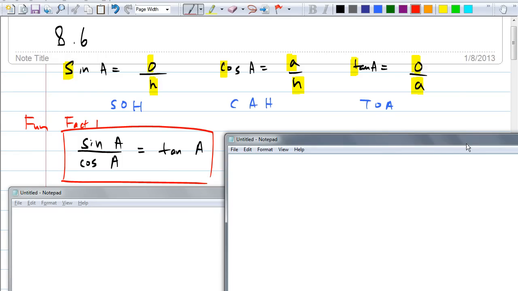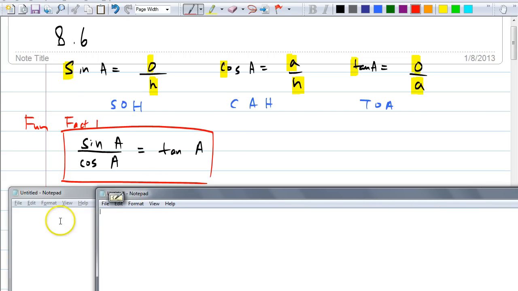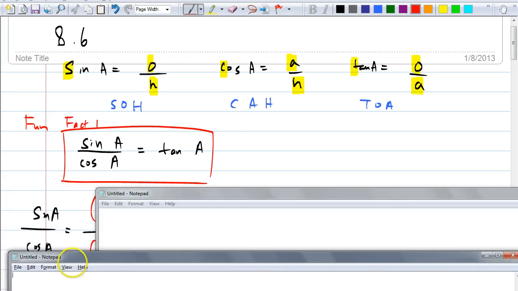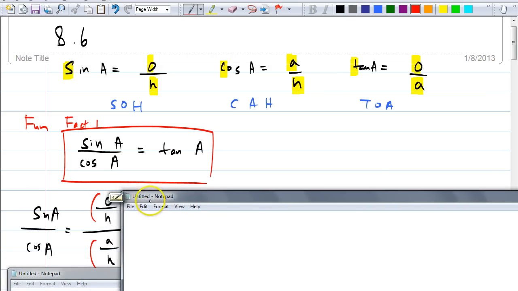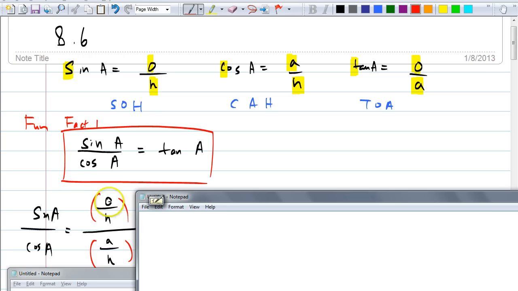Because if you do SOHCAHTOA, what's sine? Sine is OH. Okay, sine is what? OH. Cosine is AH. If you put them over each other, the H's cancel out and then it's OH over A. That's right. Look, sine of some angle A over cosine of the same angle, you get opposite over hypotenuse all over adjacent over hypotenuse, right?